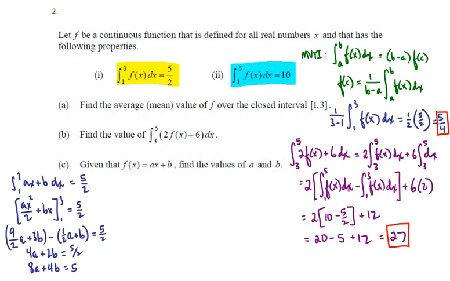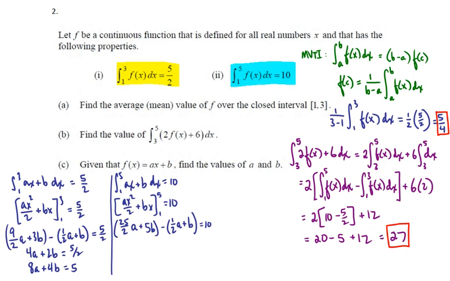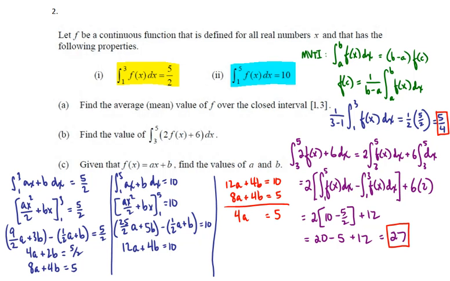Now we also know the integral from 1 to 5 of ax plus b dx is 10. We have the same antiderivative. Evaluating at 5 minus evaluating at 1 gives us 25/2 a plus 5b minus a quantity 1/2 a plus b is equal to 10. Simplifying that out gives 12a plus 4b is 10. So we have the system of equations 12a plus 4b is 10, 8a plus 4b is 5. Subtracting, we get 4a is 5, a is 5/4, and substituting, we get b is negative 5/4.